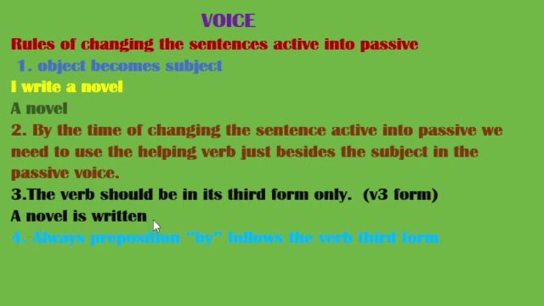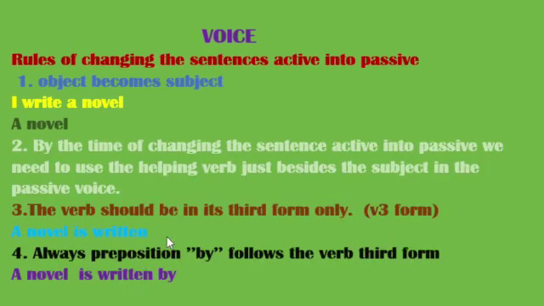A novel is written. So now we have to use the preposition by. Always, if you observe the passive voice, most passive voice sentences will be followed by this by. What is by? By is the preposition. So a novel is written by. So always the preposition by follows the verb third form. So a novel is written by. Then what is the next rule?